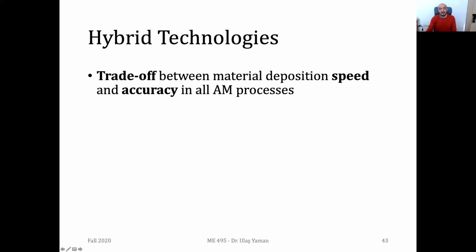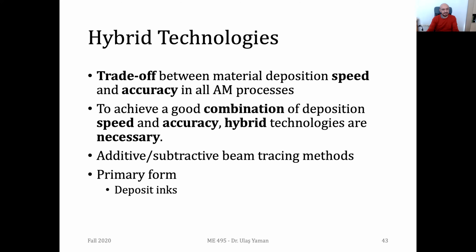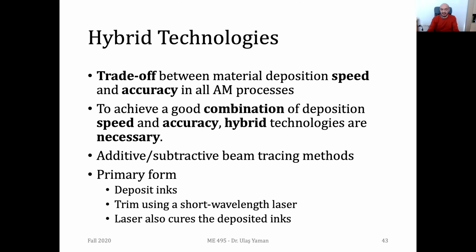So what are the main properties of these hybrid technologies? We have an actual trade-off between the material deposition speed and the accuracy. So we will be combining these additive and subtractive technologies to increase the deposition rate and also increase the accuracy. And this is only possible with hybrid approaches using additive and subtractive technologies at the same time. So in the basic form, we are depositing material and then removing this material with the help of the laser or other types of beams.